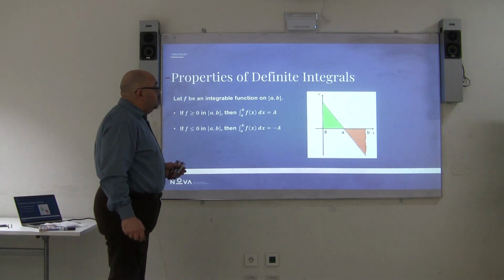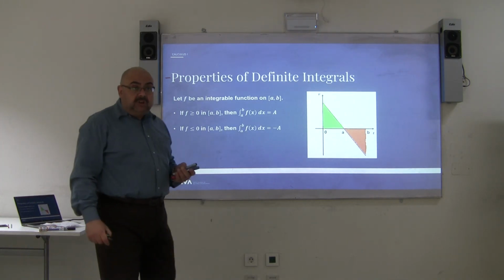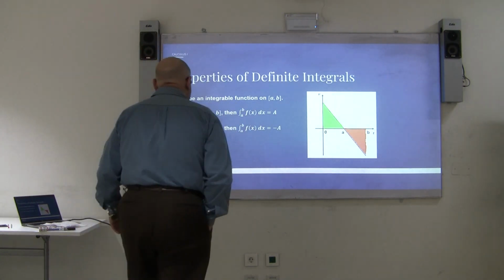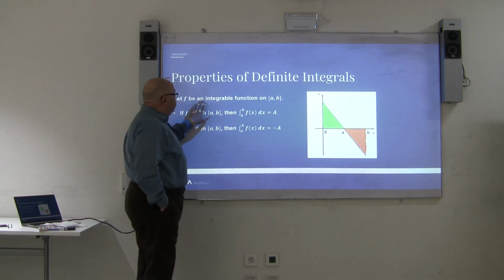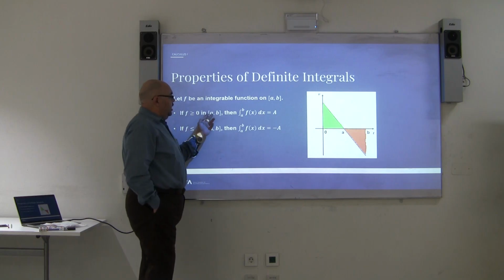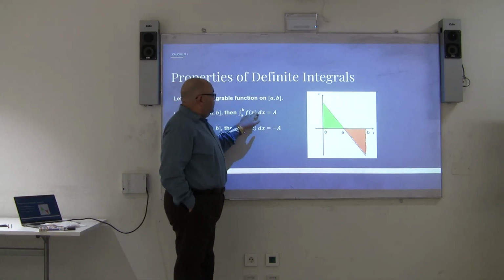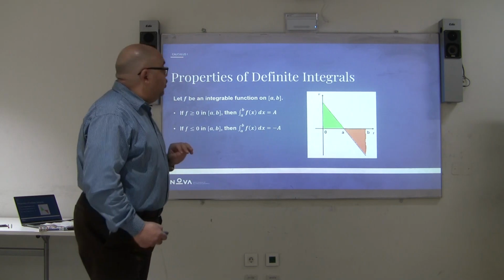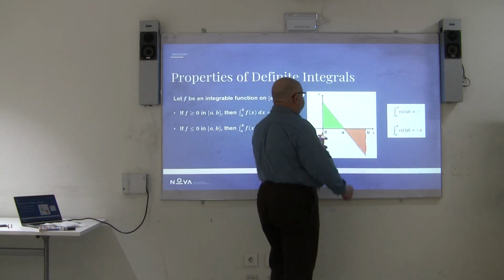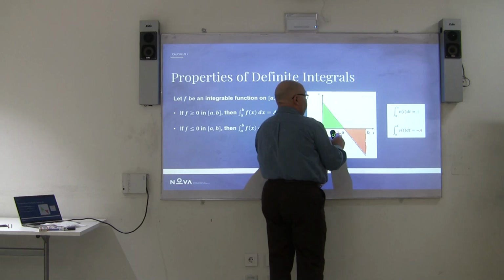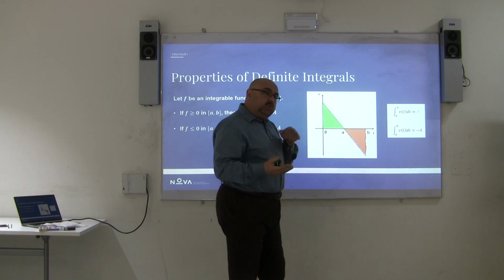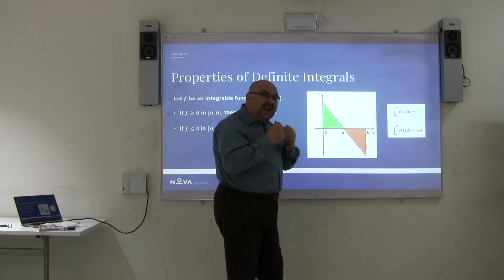Now I will need to talk with you about the link between definite integration and the areas that we are evaluating. So, let f be an integrable function on [a, b]. If I integrate the function f of x from 0 to a, it will give me this area, which is on one side with respect to the x-axis.